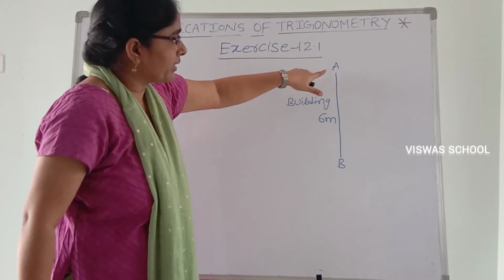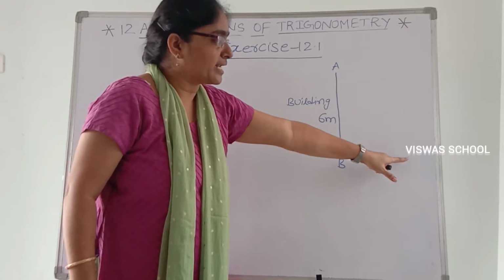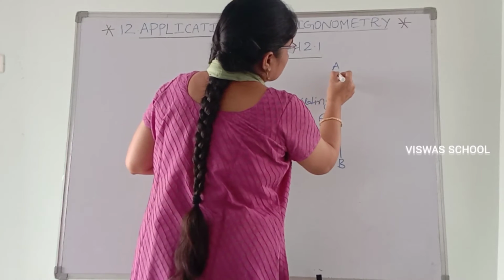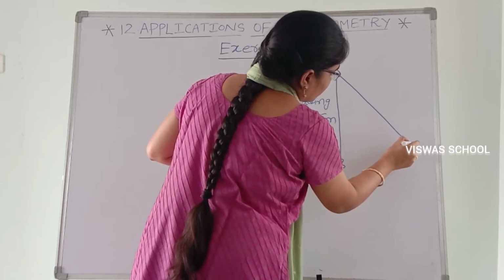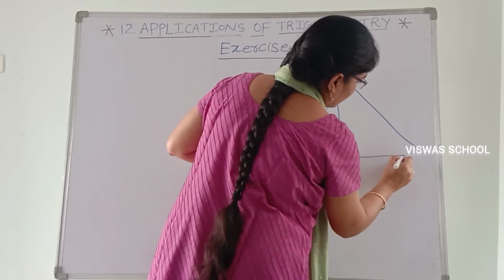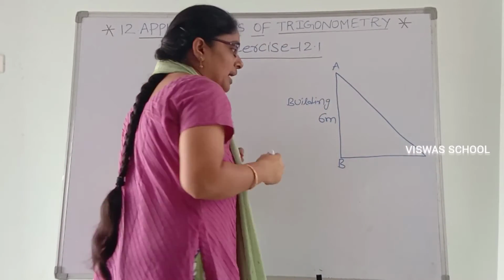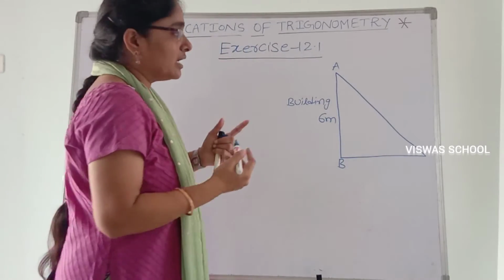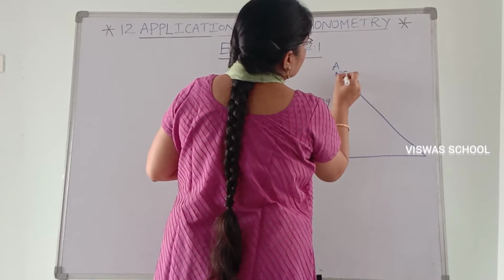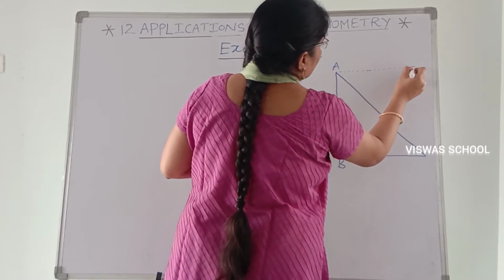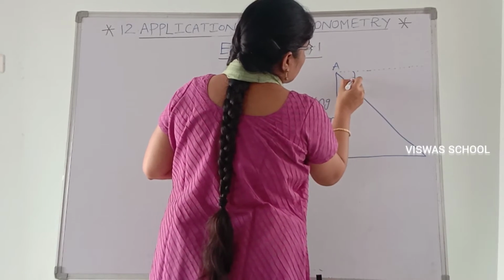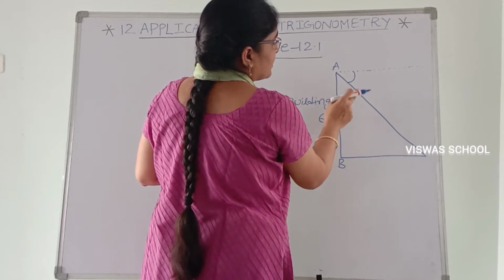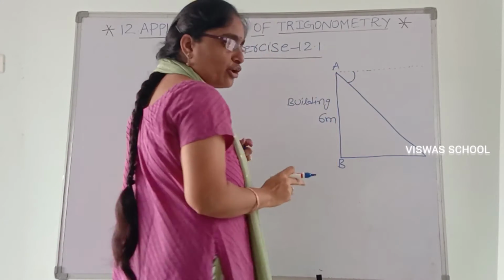Now you are at the top of the building and you are shooting an arrow from the top of the building to the ground. When you are shooting from the top of the building to the arrow, your eyesight is like this. That is the horizontal line. This is your eyesight here. Now it makes an angle of depression. That is, this is the line of sight and this is the horizontal line. This is the angle of depression.